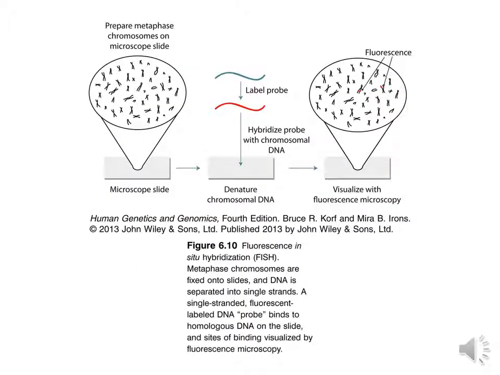This slide is from your core textbook and it's showing fluorescence in situ hybridization. You can see the metaphase chromosomes are fixed onto slides and the DNA is separated into single strands. A single-stranded fluorescent labeled DNA probe binds to the homologous DNA on the slide, and sites of binding are then visualized by using the UV microscope for fluorescence microscopy.